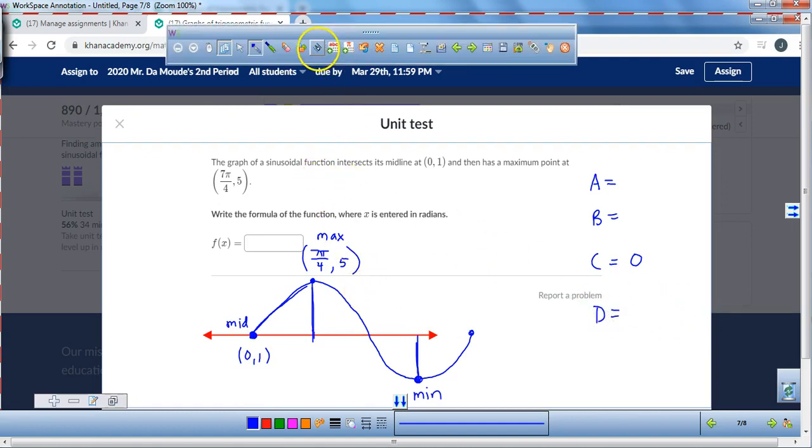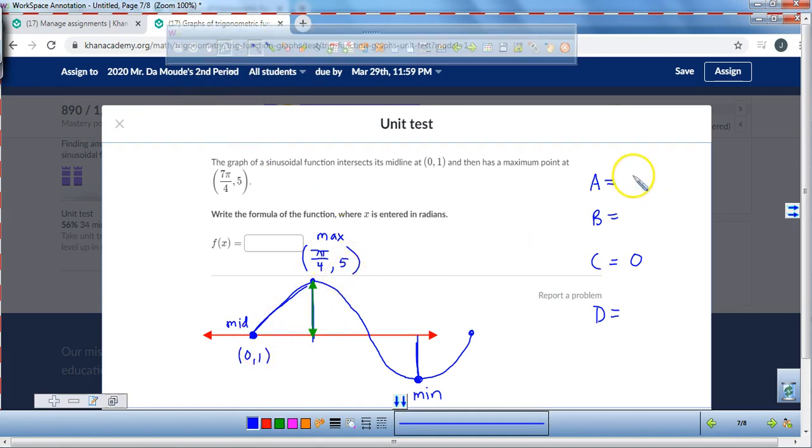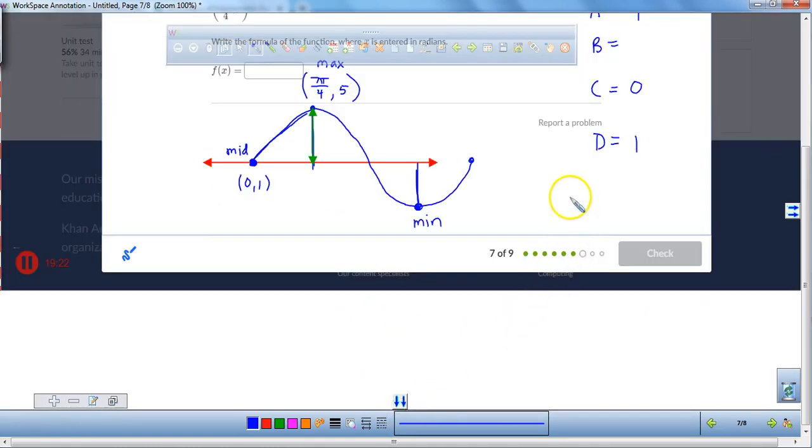Now, first of all, the amplitude, that's the easy part. It's just the distance between the midline and the maximum. So what's the gap between the maximum and the midline? That gap is 4. So our A value is 4. B value, dealing with the length of the period. That's kind of tricky. We're going to deal with that. The D value is the other easy part. The D value is the midline. Our midline right here is at 0, 1. So our D value is at a 1. So the only difficult part is finding the length of our period.